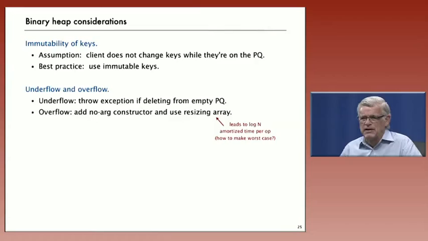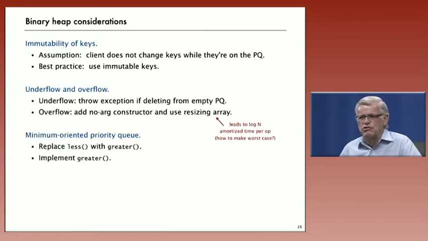And we'll talk more about that in a minute. The other things that we didn't talk about in the implementation: it should throw an exception if the client tries to delete from an empty priority queue. And we should have a no argument constructor and use a resizing array to account for gradual growth and shrinkage in an industrial strength implementation.